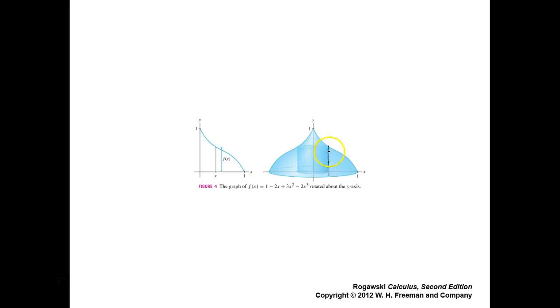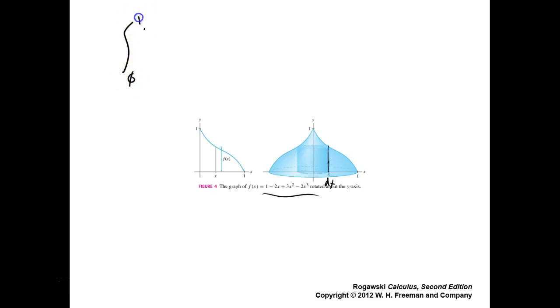Okay, and that thin disk here, a shell here, I should say, it's x units away from the y-axis. x is going from 0 to 1. The thickness here is your dx. The circumference of that is 2 pi x, and your height is your f of x. So that's what we're integrating.